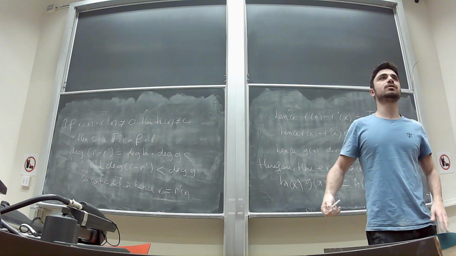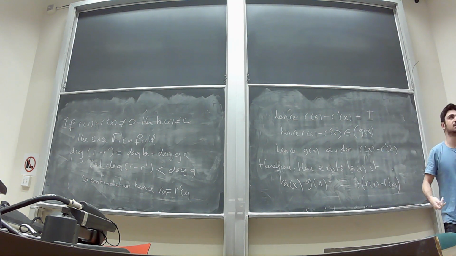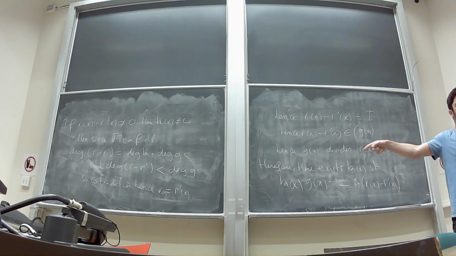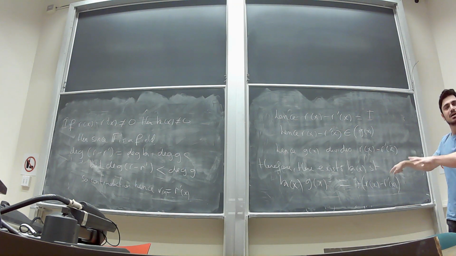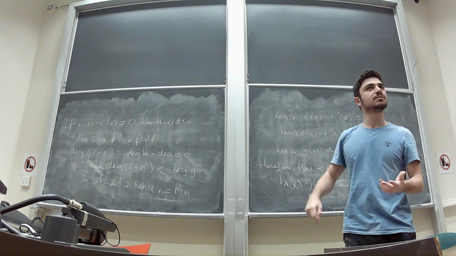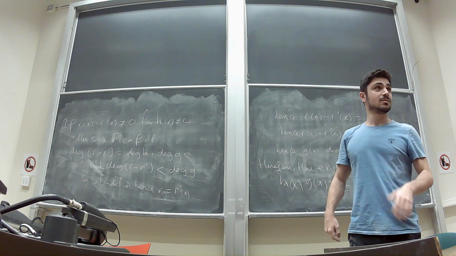This is the proof, if you will, of the uniqueness of the remainder of a Euclidean division in F of x. Okay? Same argument for Z, right? In Z, we did the same argument. You realize that or not? It's the same thing. I just replaced numbers by polynomials and the absolute value by degree.